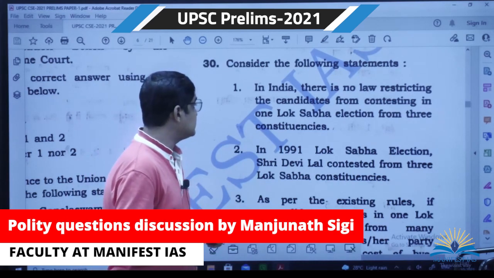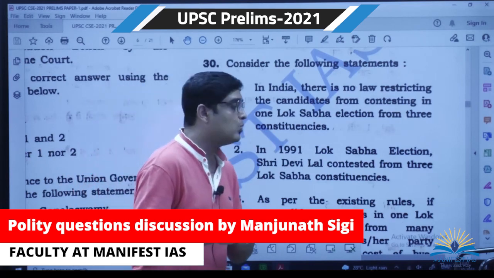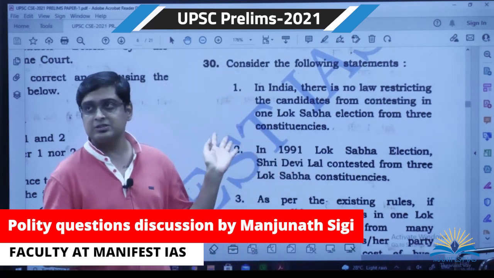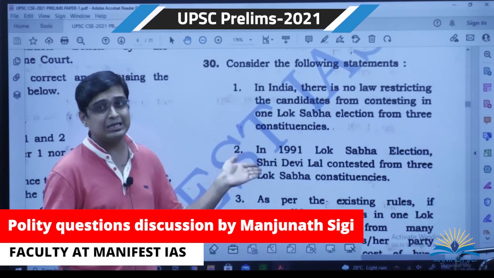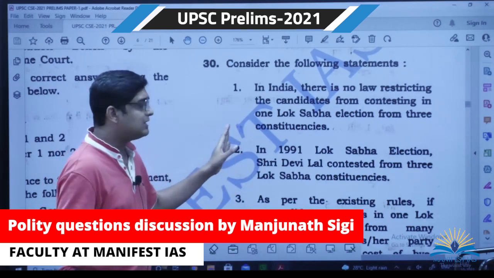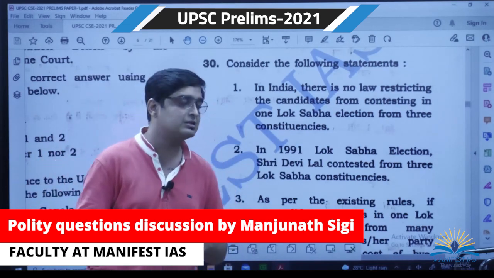Second statement, in the 1991 Lok Sabha election, Sri Devilal contested from 3 Lok Sabha constituencies. Yes, he was the Deputy Prime Minister under the VP Singh government and the Chandrasekhar government, 1989 elections and all. After that, he contested from 3 seats. Vajpayee also contested once from 3 different seats.